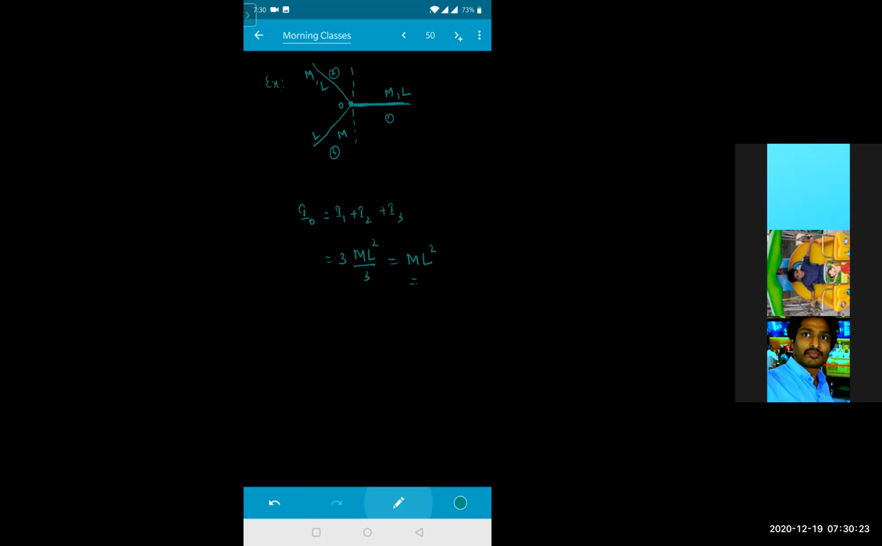We still need to apply the parallel axis theorem. We will try to do that in tomorrow's session of the class. Okay?